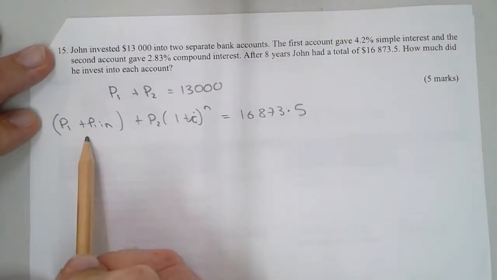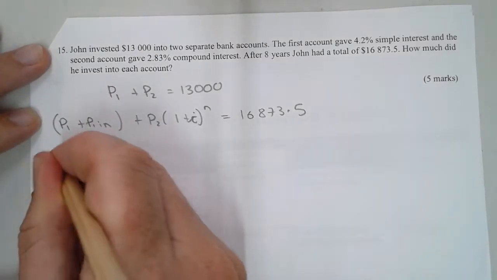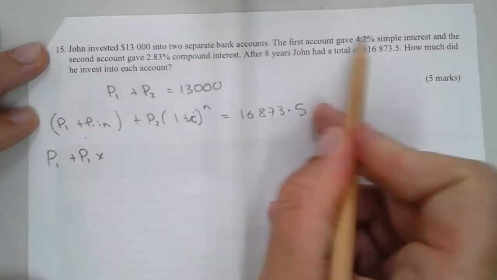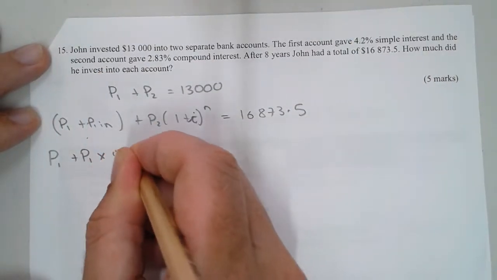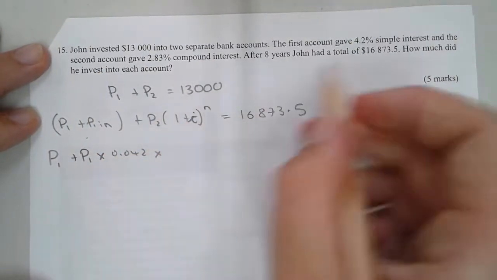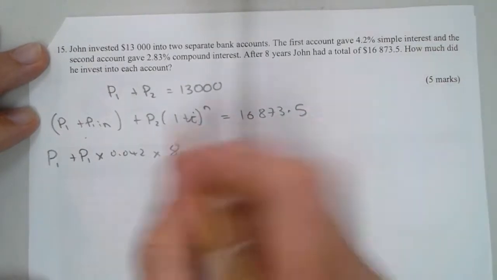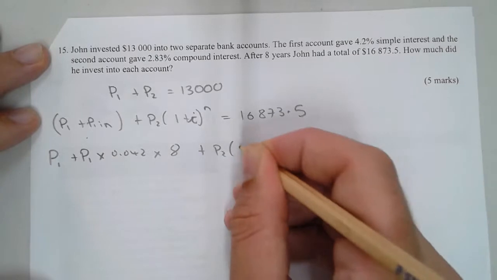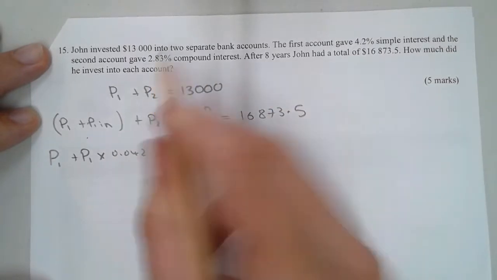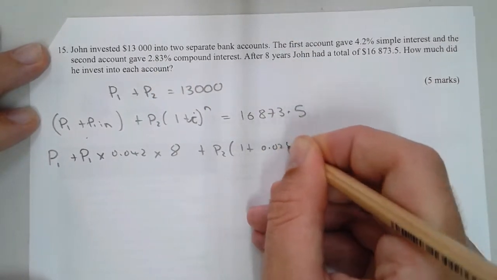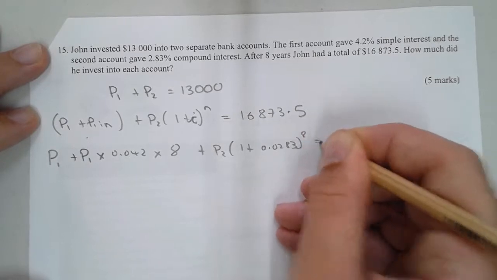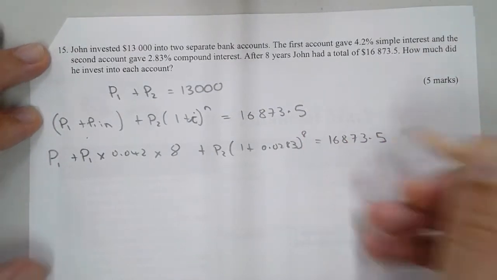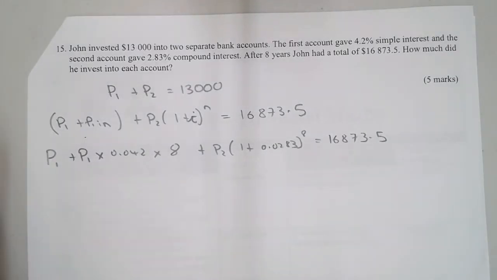Let's substitute into equation 1. So that's principal 1 plus principal 1 multiplied by the interest, 0.042, times by the number of years, which is 8. Now let's do this one. So we're substituting in. The interest is 0.0283 to the power of 8, and that equals 16873.5.